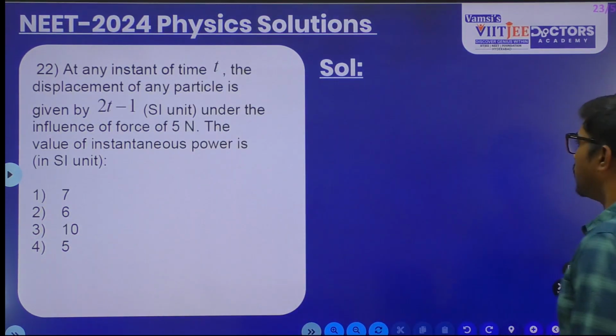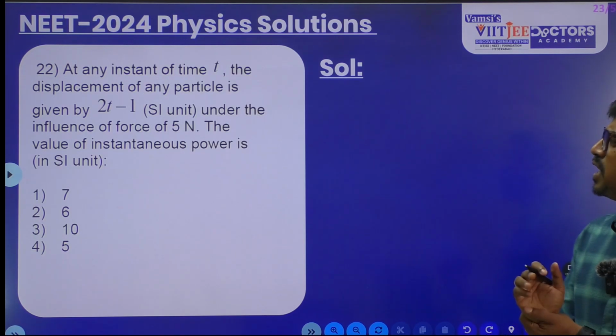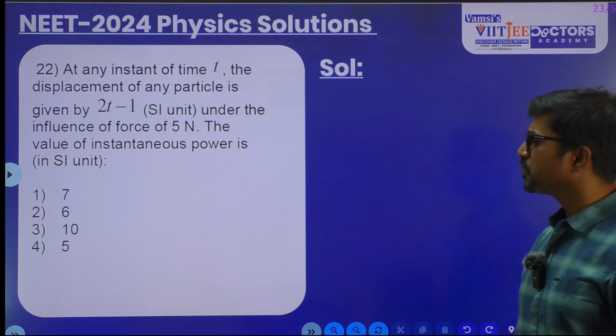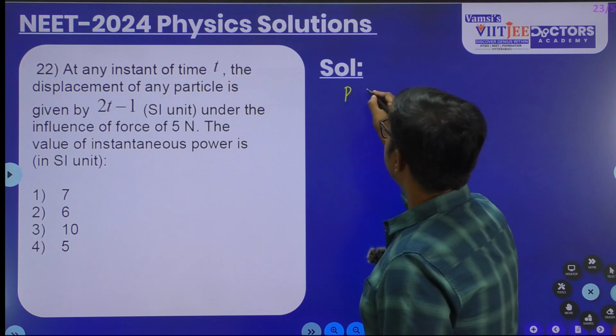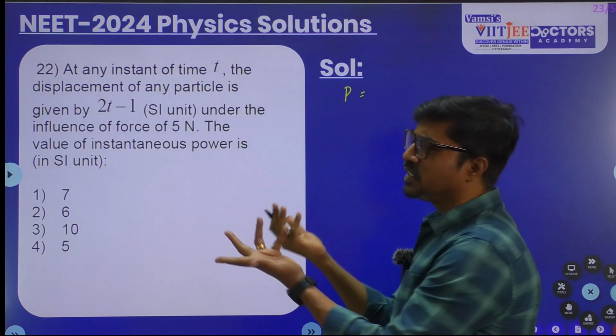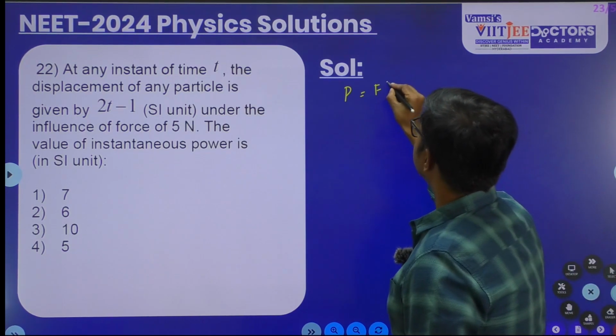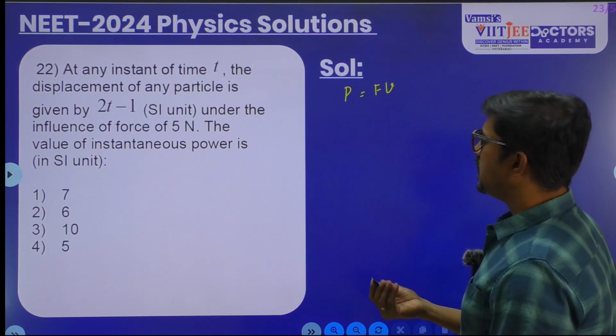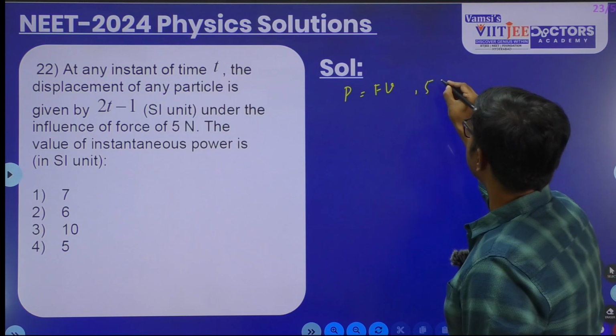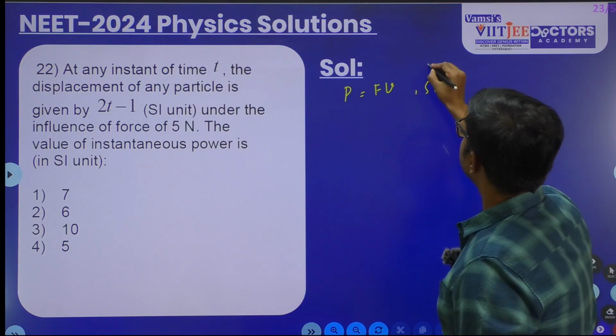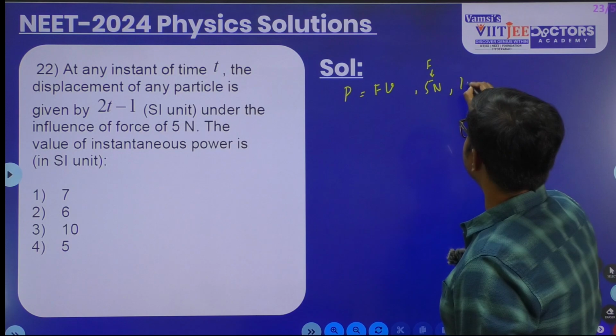So very straightforward question that way. A little calculation you will have to do. This is a question on power. You know that power equal to F bar dot V bar, because they didn't give the angle. We assume they are collinear, 1D motion we are assuming. In that case, force into velocity. Force they had given as 5 Newton. That is force. Okay. But velocity we have to calculate.